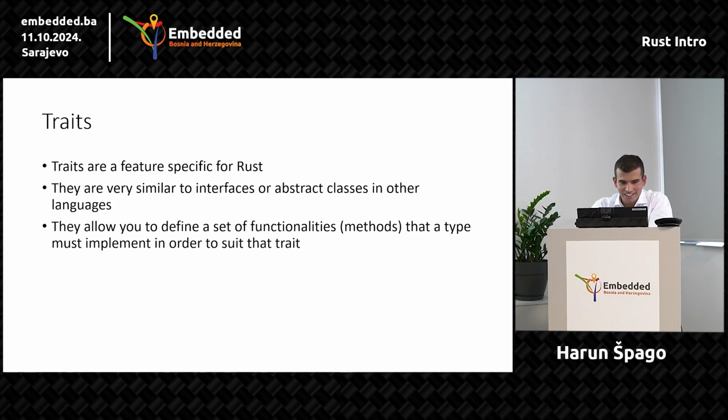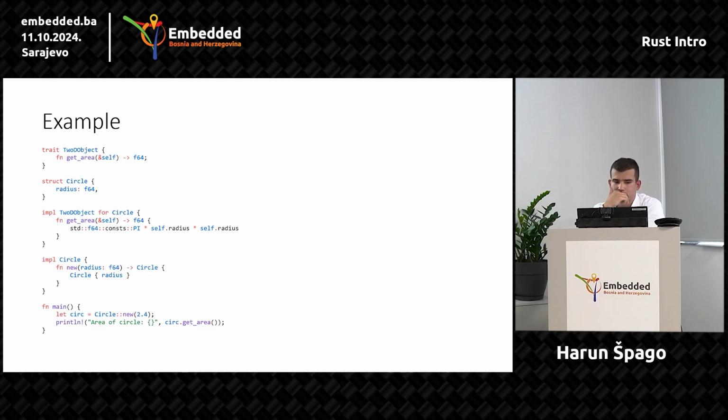So, traits. Basically, they are interfaces in Java. They represent a set of functionalities that a type must implement in order to satisfy a trait. Here I have a simple example. I declare a 2D object trait with one method. I have a struct called Circle with one attribute, and then I implement the trait for this object. And then I just make a new constructor, and I can use it. This is very good when we are dealing with a bigger project, when we want to have some common functionalities defined. Pretty useful.